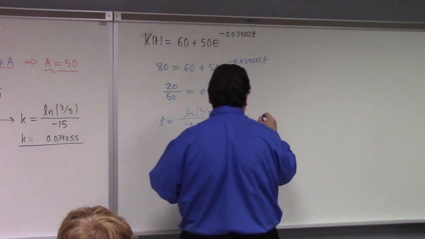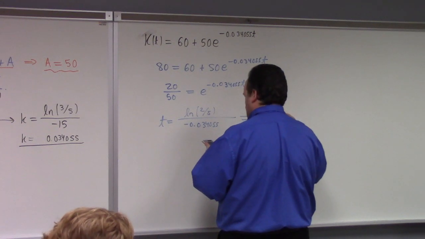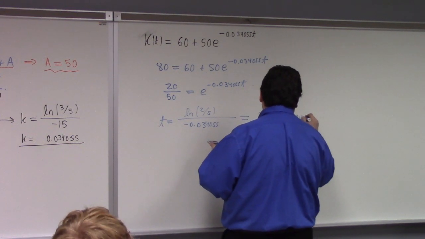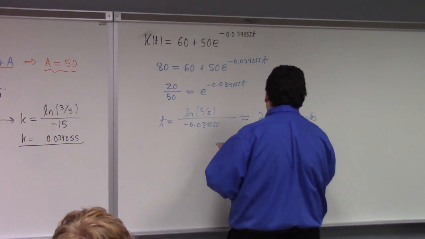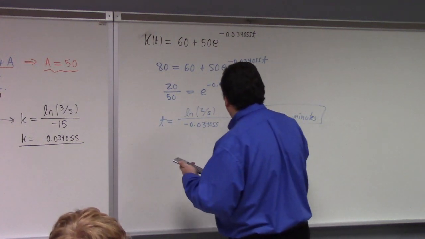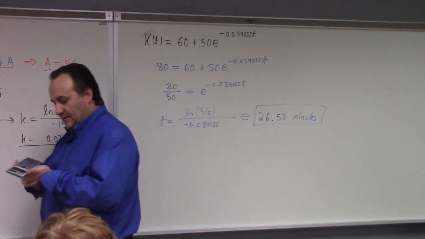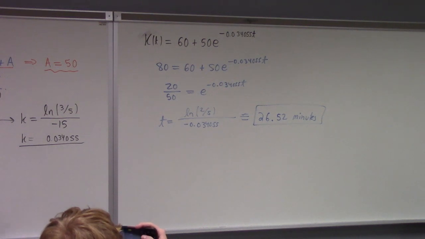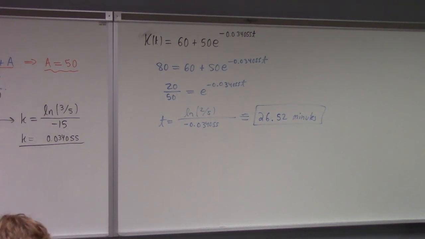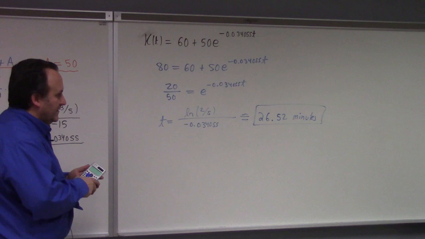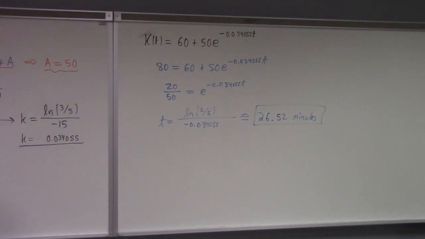And so what that is, 26.52 minutes. That's how long it takes for the coffee to cool. So depending on the wording of the problem, it takes an additional 16 minutes past the 10-minute mark, right? But from the time we initially take the coffee and set it on the counter, 26.52 minutes, given the data that we have.